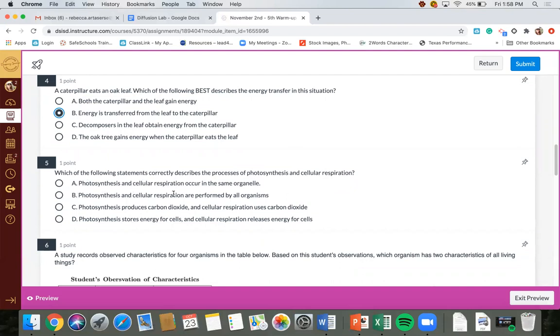B, photosynthesis and cellular respiration are performed by all organisms. Well, photosynthesis is only going to be performed by our autotrophic species. And we know that animals are heterotrophs. They need to consume other food in order to get their energy. So B is incorrect as well.